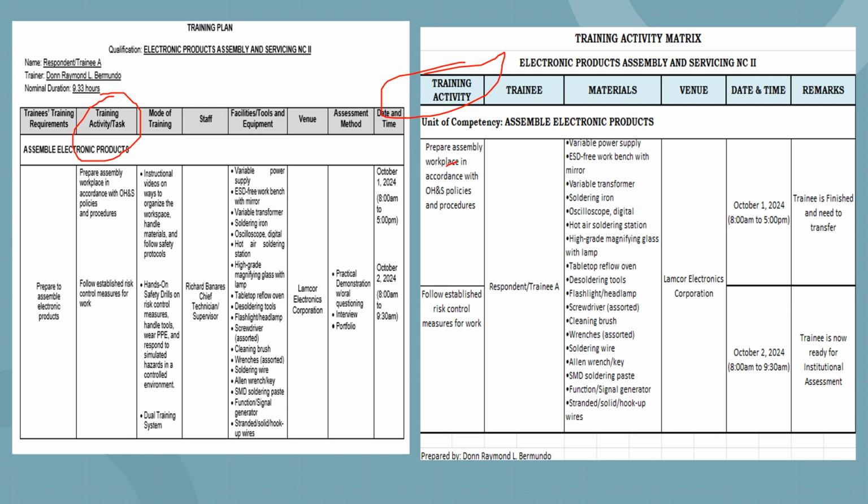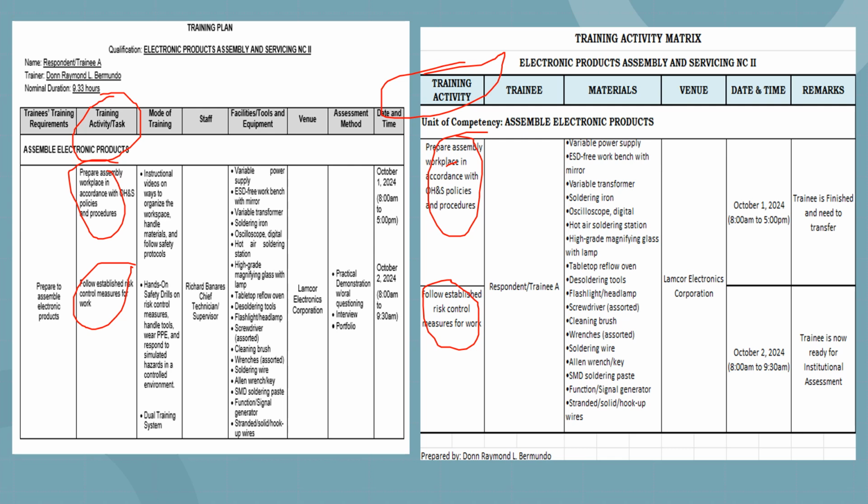Okay, so be ready to attach the specific training plan for each of your respondents, as well as the training activity matrix. So training activity, you will just get it from the training activity from your training plan. Okay, so for example, prepare, assemble in workplace, follow established risk control, and so on. So, depende po yan sa naging result ng inyong TNA and your developed training plan.